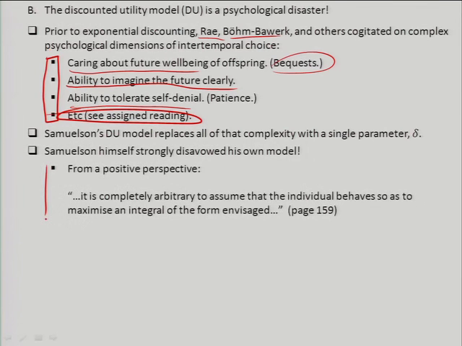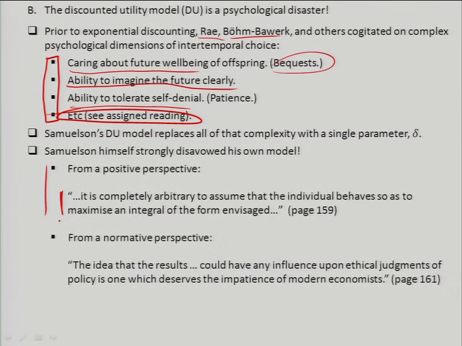He said, for example, from a positive perspective, it is completely arbitrary to assume that the individual behaves so as to maximize an integral of the form envisaged. So I showed you a summation. He did it in continuous time, so it's an integral. From a normative perspective, a similarly devastating disavowal, the idea that the results of this model, the normative results, could have any influence upon ethical judgments of policy, which is what we mean by normative economics, is one which deserves the impatience of modern economists. Right? I love this kind of language.